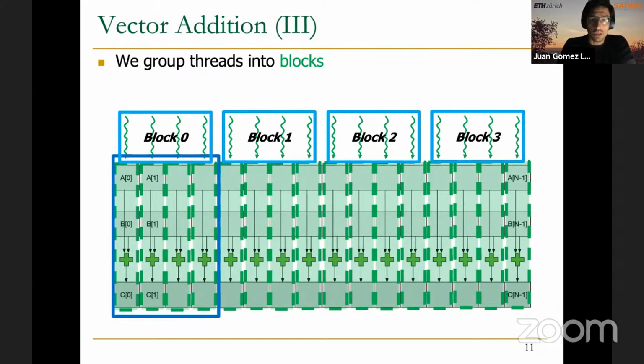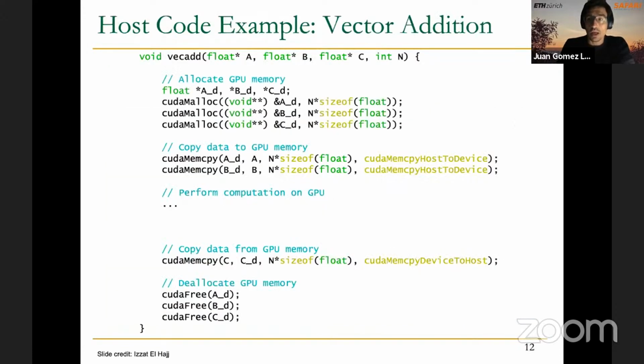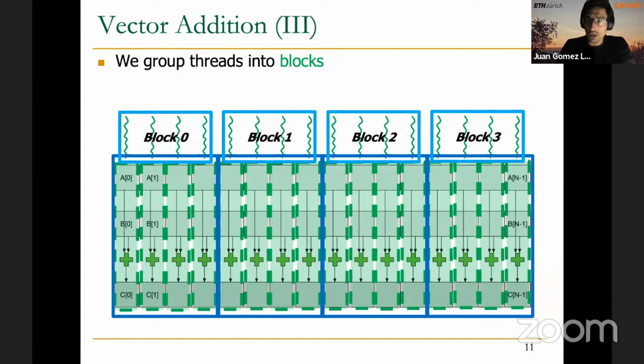And this way, block 0 computes this part of the whole computation, in this case, the vector addition. This is for block 1, block 2, and block 3. And now, when we launch the kernel, the GPU hardware already knows how many blocks and how many threads per block we are launching. There will be a thread block scheduler that takes the next block to execute and places it into some GPU core that has some available space for the thread block to run.